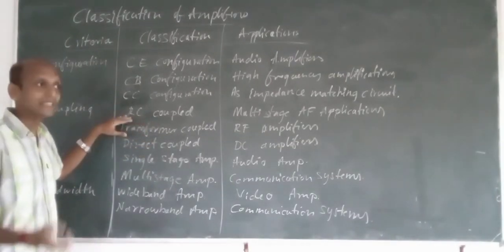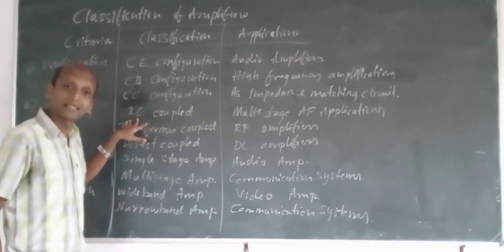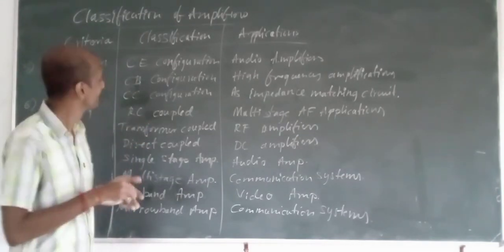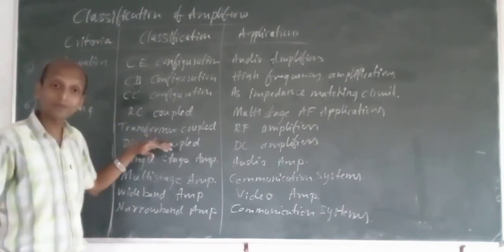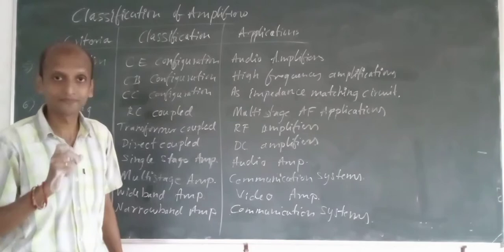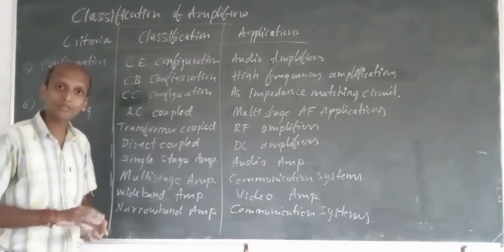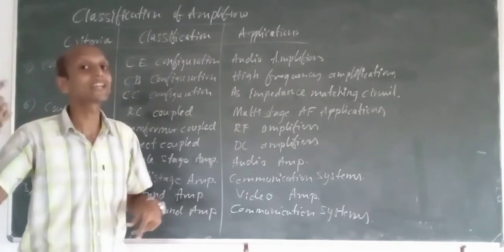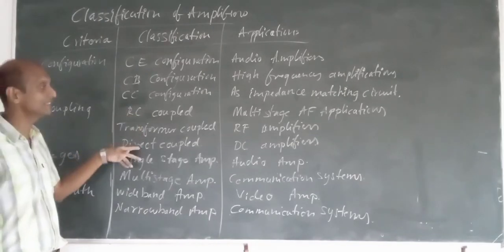RC coupled means that in the coupling circuit, the connecting circuit, we will be using resistors and capacitors. Resistors and capacitors are used in the coupling circuit, so they are called RC coupled amplifiers. Transformer coupled means that in that coupling circuit we will be using a transformer as a component for connecting. So they are called transformer coupled amplifiers. And direct coupled means without using any component, you can connect one amplifier's output to another amplifier's input. So on a coupling basis we have three categories.